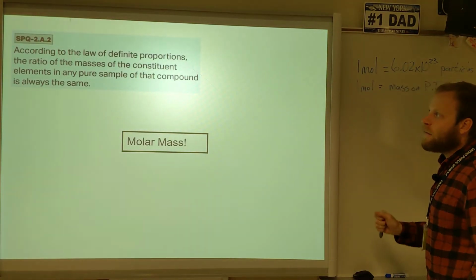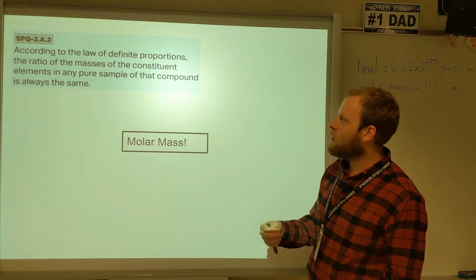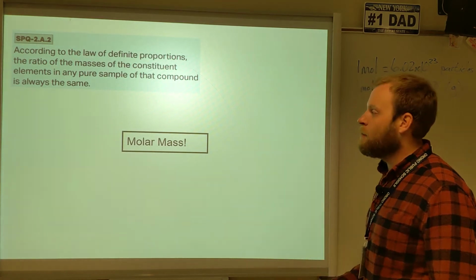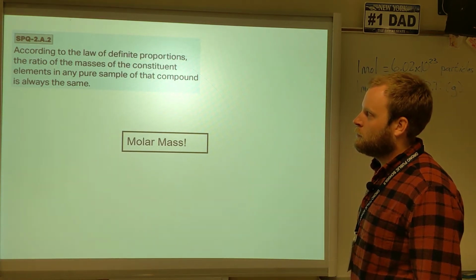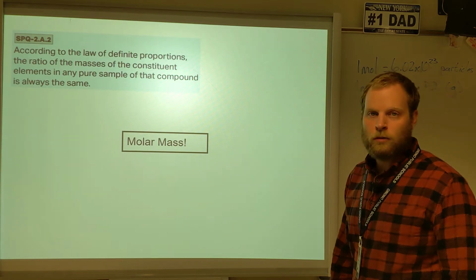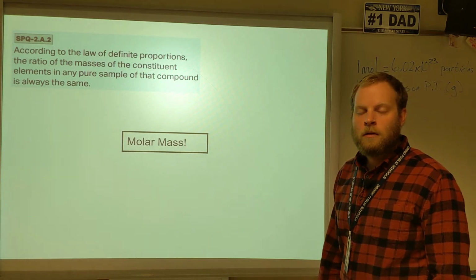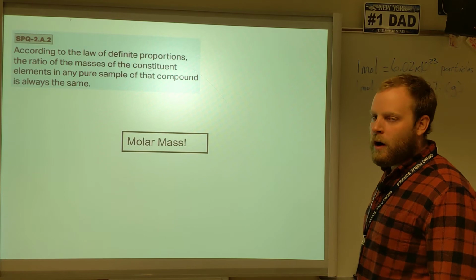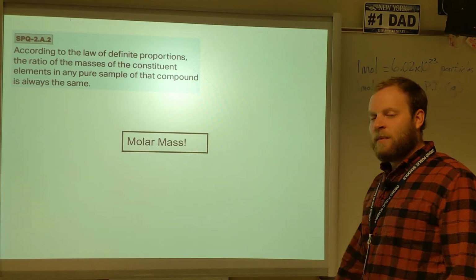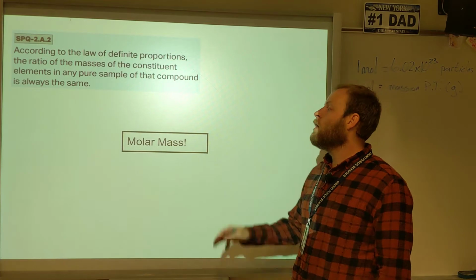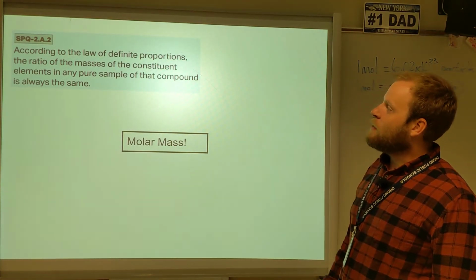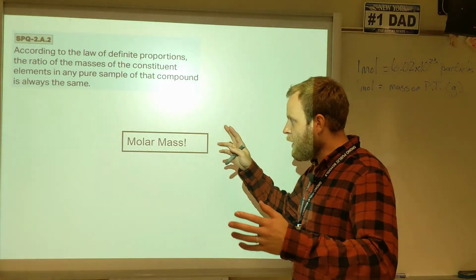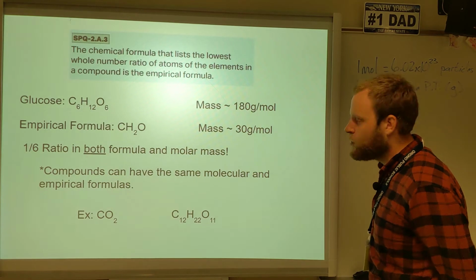All right, according to the law of definite proportions, the ratio of the masses of the constituent elements in any pure sample of that compound is always the same based on molar mass. So water is always 11% hydrogen to 88% oxygen. No matter what sample of water you have, that will always be true. The formula will always be H2O. It'll always have the same molar mass. That is the law of definite proportions that says you always have 2 parts hydrogen, 1 part oxygen for water. They always weigh the same. Just know that, I guess.